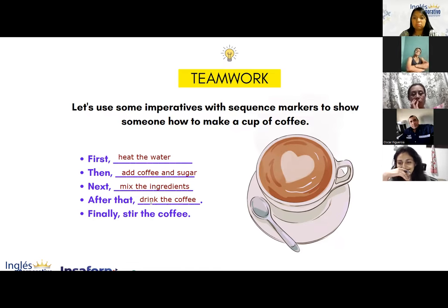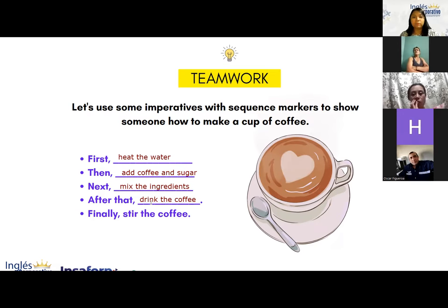Sí, es que yo me basé como el de finally dice, stir the coffee. Entonces, el drink iba después. Para mí, el finally hubiese sido drink the coffee. Drink the coffee, yes, correct. Very good.